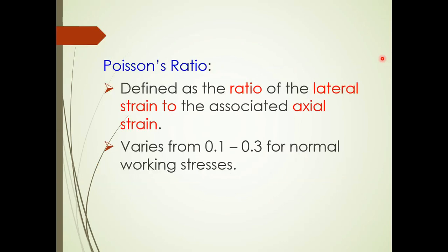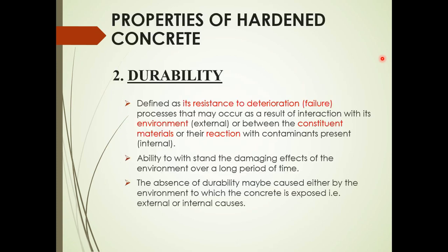Another property that we can get is the Poisson ratio, which is defined as the ratio of the lateral strain to the associated axial strain. Poisson ratio can vary from 0.1 to 0.3 for normal working stress. Okay, so that one is for the strength of the concrete.